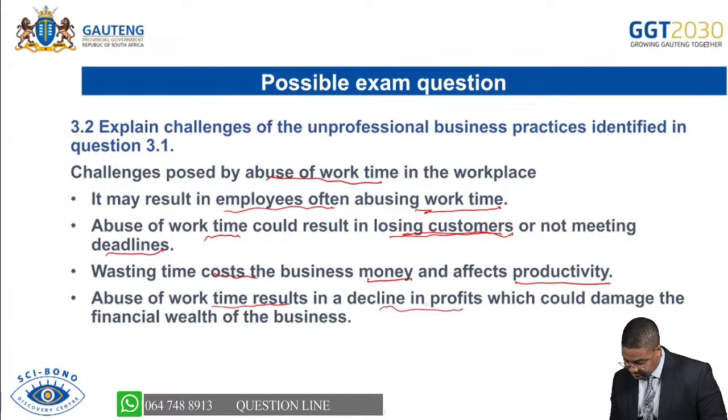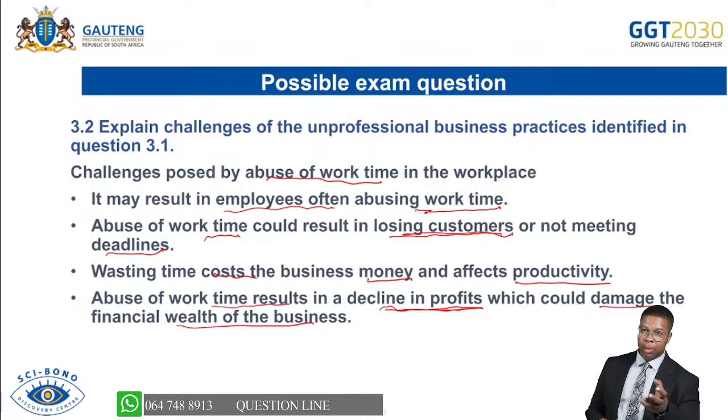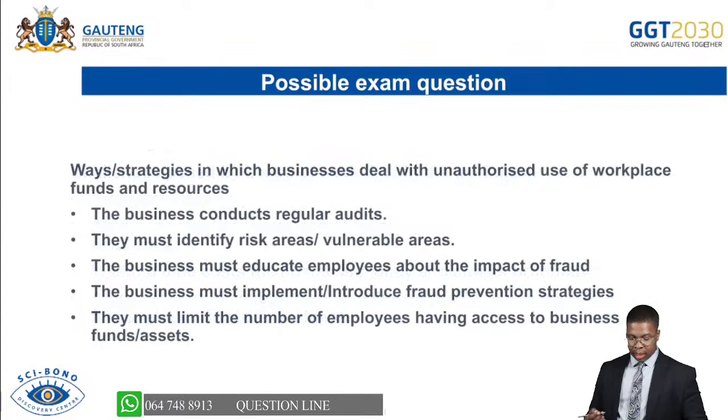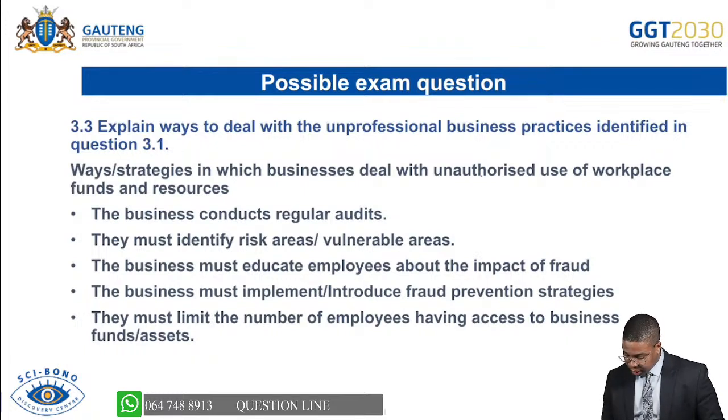In a deadline, in a decline in profit, which could damage the financial wealth of the business because they are abusing work time and productivity is being affected. Then let us look into strategies now to deal with the unauthorized use of workplace funds and resources. So the business can do what?